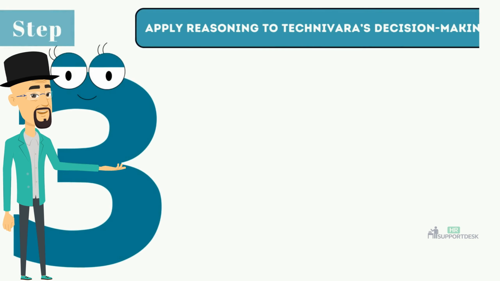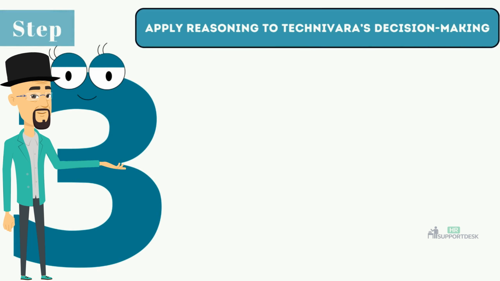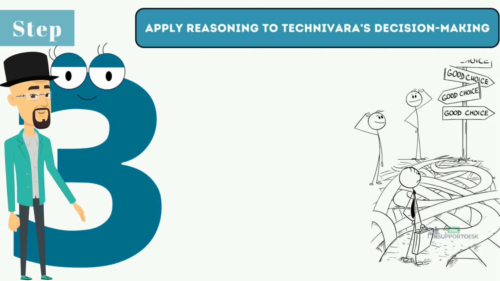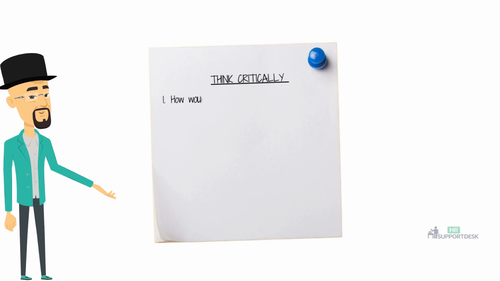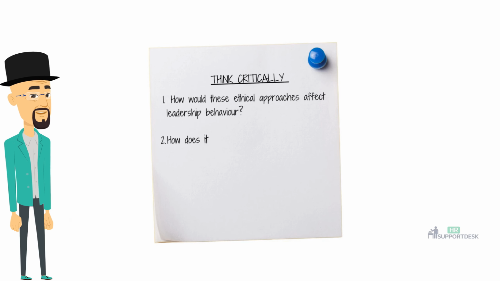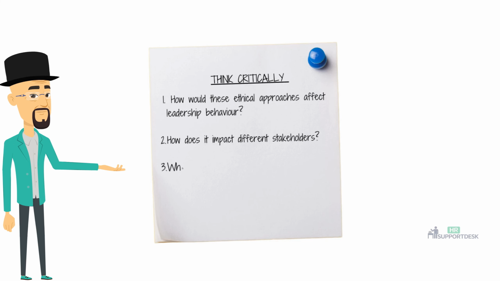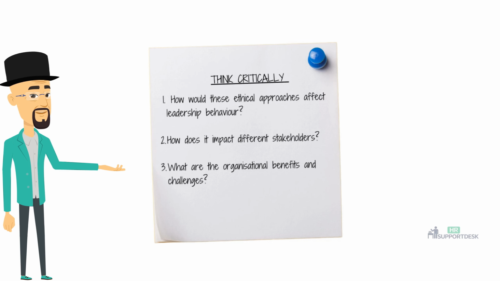Step 3. Apply reasoning to Technivara's decision-making, assessing the influence and impact. Now taking the pros and cons of each ethical perspective into consideration, assess how they could influence management decisions, leadership styles, and organizational culture. Think critically. How would these ethical approaches affect leadership behavior? How does it impact different stakeholders? What are the organizational benefits and challenges? Consider this breakdown.